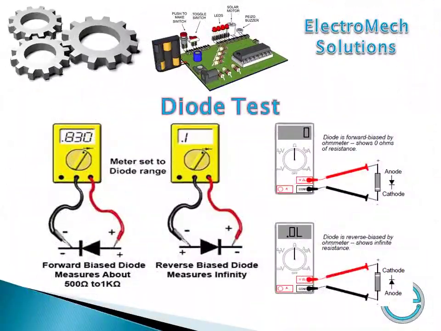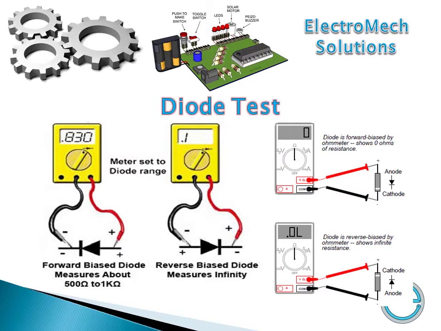Diode test. You need a digital meter set on the diode range. When you check the forward bias, you need to connect the meter. A forward biased diode measures about 500 ohm to 1 kilo ohm. You need to connect your red probe to the positive terminal of the diode and the black one to the negative terminal.